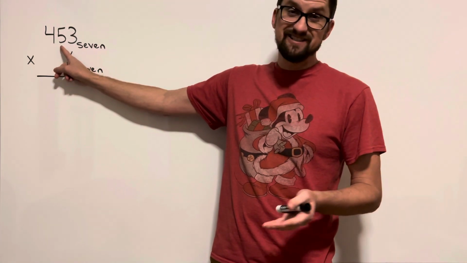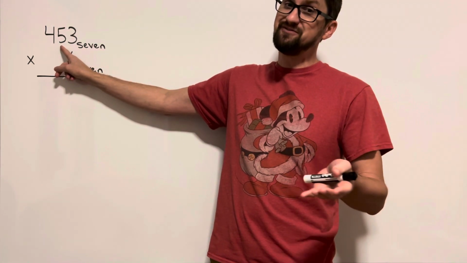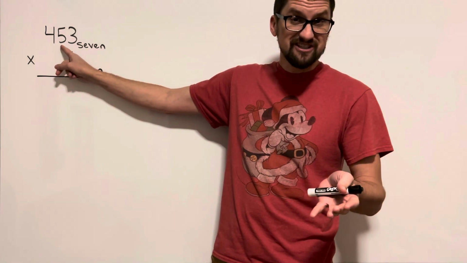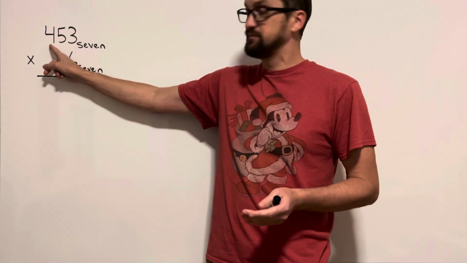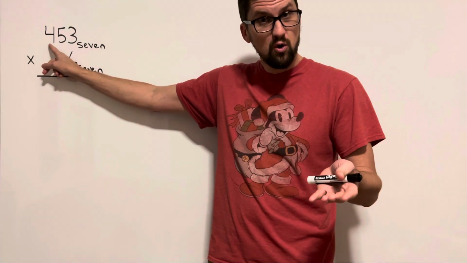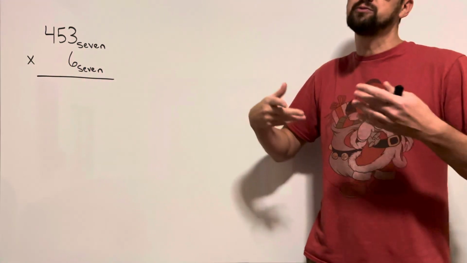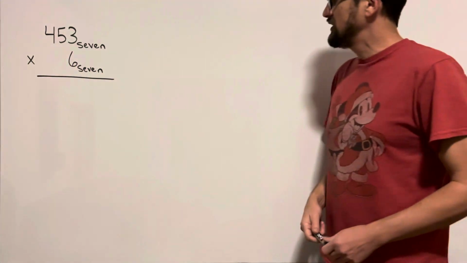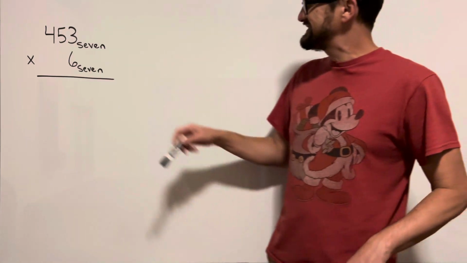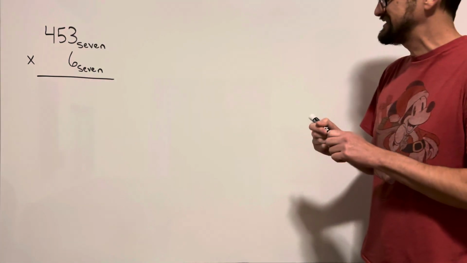This is the sevens place that tells you how many groups of 7 you have. So you have 5 groups of 7. And then this is 7 squared, or 49. That tells you how many groups of 49 you have. Now the way we're going to multiply this is we'll do 3 times 6.